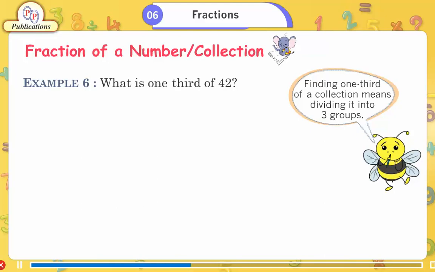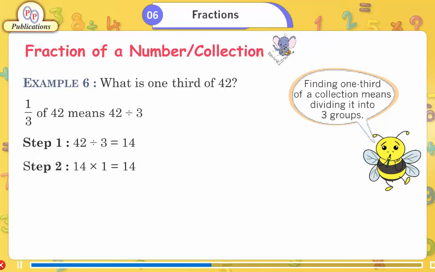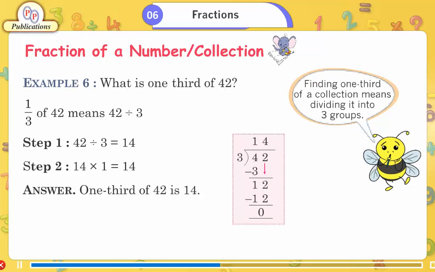Example 6. What is 1/3 of 42? 1/3 of 42 means 42 divided by 3. Step 1. 42 divided by 3 is equal to 14. Step 2. 14 into 1 is equal to 14. Answer. 1/3 of 42 is 14.